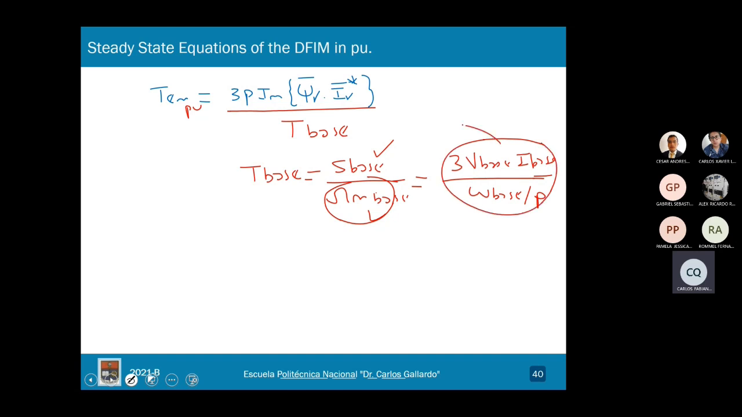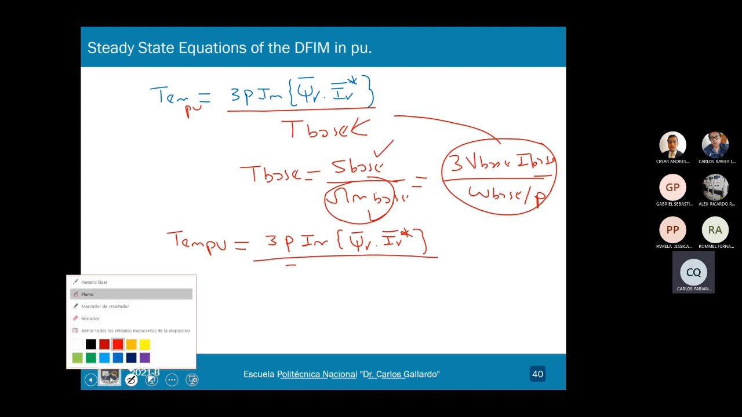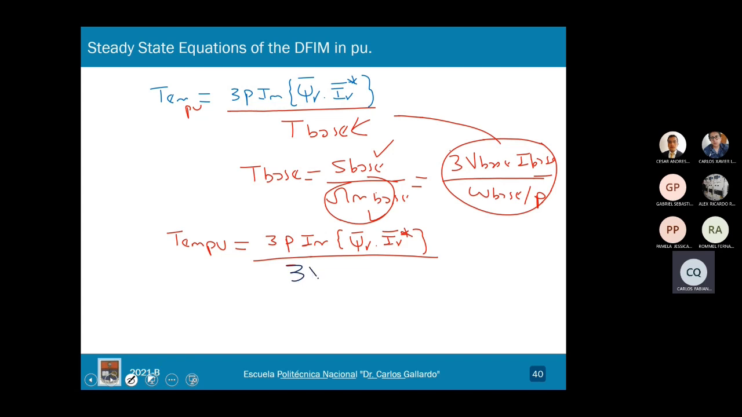So substituting this into this equation, the per unit electromagnetic torque is equal to 3 times the number of poles times the imaginary part of the rotor flux times the rotor current, the conjugate, over 3 times the voltage base, the current base, times, so the number of poles goes up, over the base angular frequency goes down.